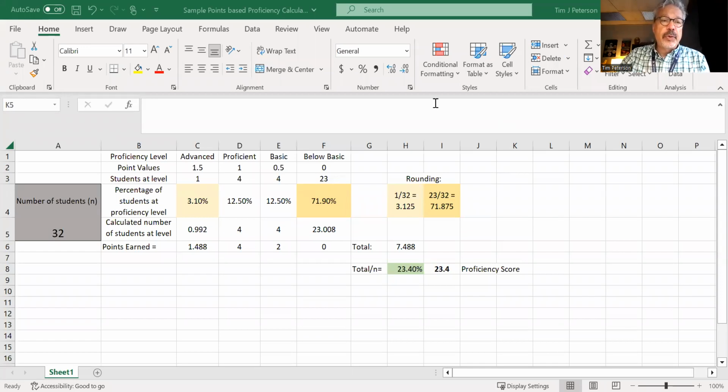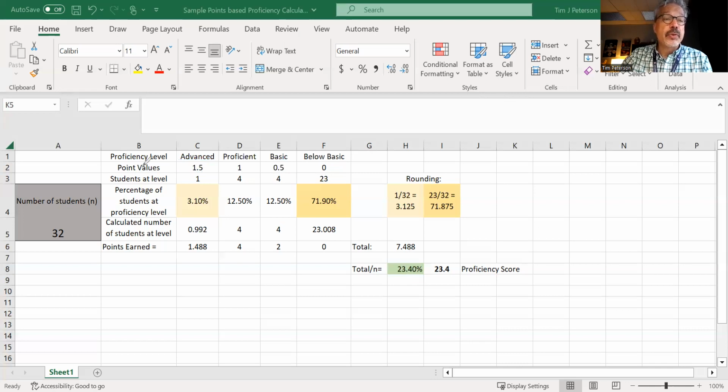So suppose you have a group of 32 students. Across the top, you see the proficiency levels: advanced, proficient, basic, and below basic. Those four proficiency levels are important. Below that are the associated point values for each of those proficiency levels. So 1.5 for advanced, 1 point for proficient, basic is 0.5, and below basic is a 0 point value.